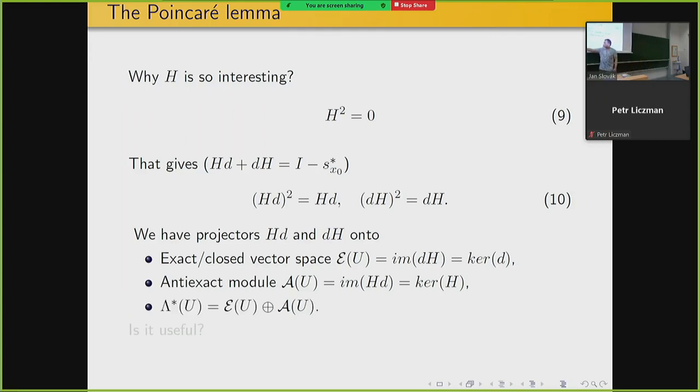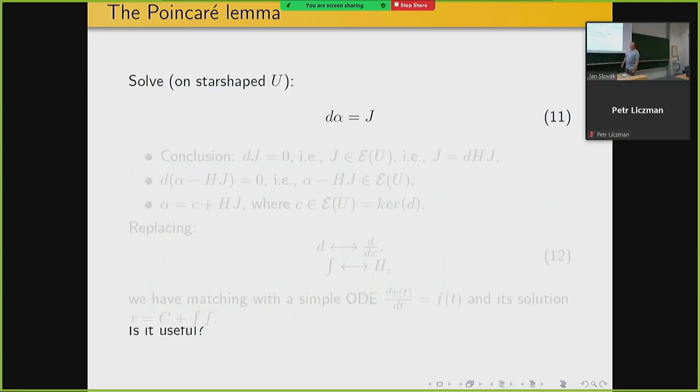So on a star-shaped set, we can decompose the vector space of these forms into an exact part or closed part and an anti-exact part. And this is very useful because it's a direct sum decomposition. So, for example, how can we use it? Let's focus on this first equation. So we have d alpha is equal to j, and we're looking for alpha. So we take the exterior derivative of this, and we get the constraint that dj must be equal to 0.